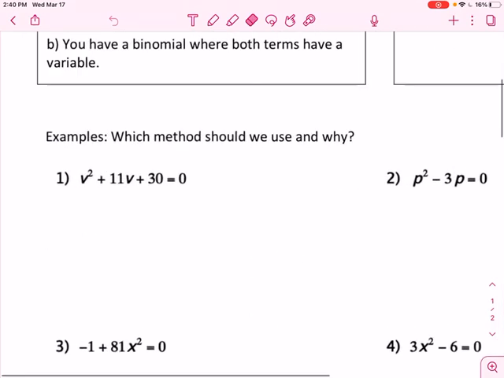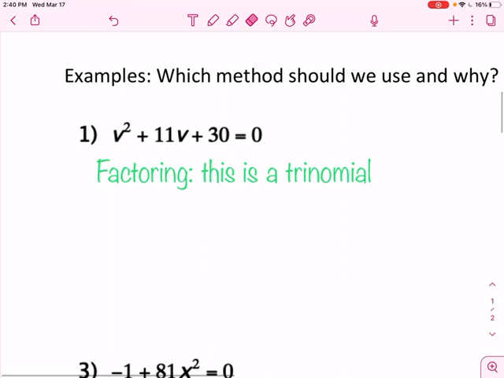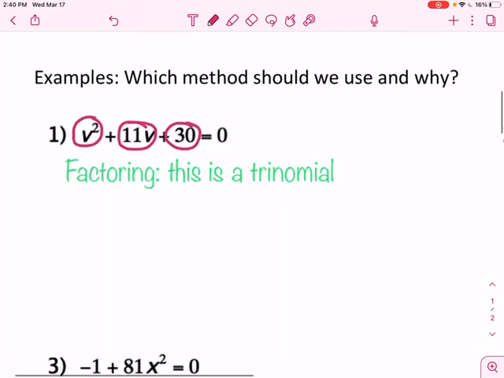All right, for number 1, this one is a trinomial. You should use factoring. So if you look at your pieces, you've got one piece there, the v squared, you've got a second piece in the middle, you've got your third piece. So this would be a trinomial. You should use factoring for this one. Okay, you can't actually use square roots. You would have to do factoring.